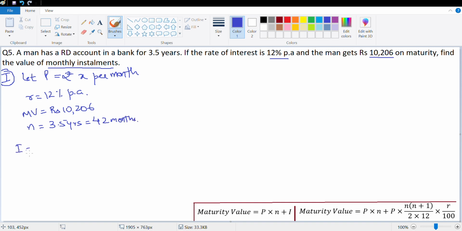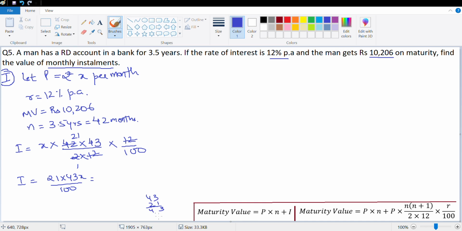So I know interest would be equal to P, which is X, into N, in this case 42, into N plus 1, which is 43, upon 2 into 12, into R, which is 12 upon 100. So 12 and 12 get cancelled. This is 2, 1, this is 2, 21. So I would be equal to 21 into 43x upon 100. Let's multiply 43 with 21. That will be 903.